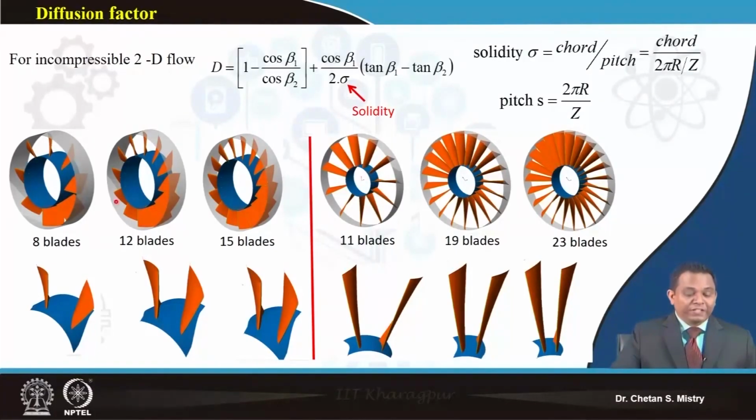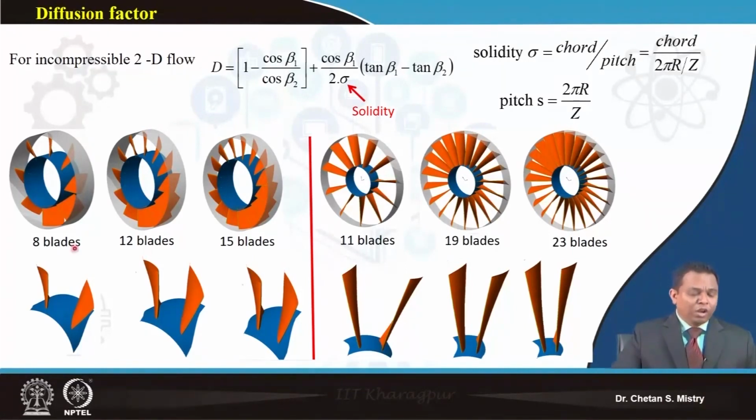Now, this represents what will happen if I change my number of blades. Suppose I consider this as having 12 blades. So, you can say I am making this passage. This particular passage, we have realized, is your 3-dimensional passage, where your diffusion will be happening.